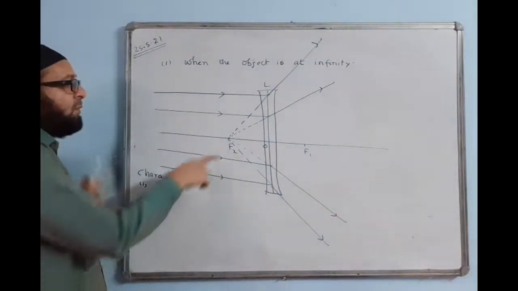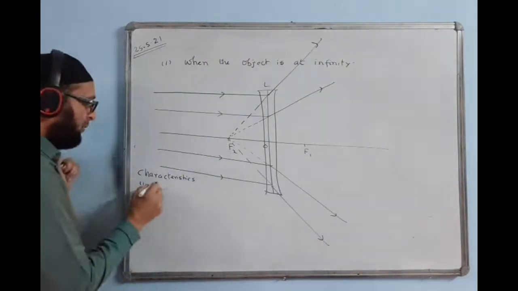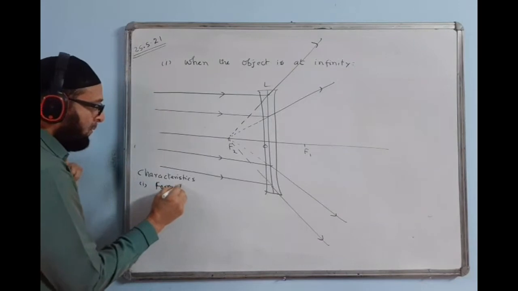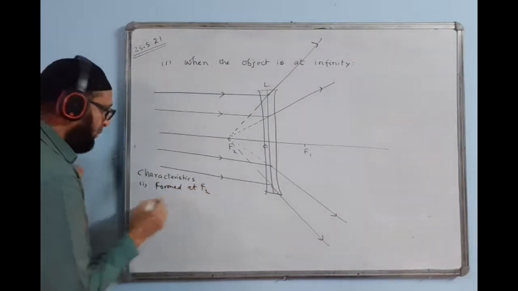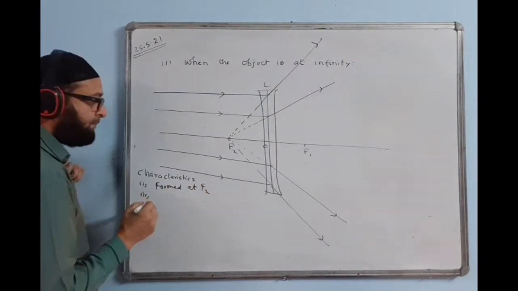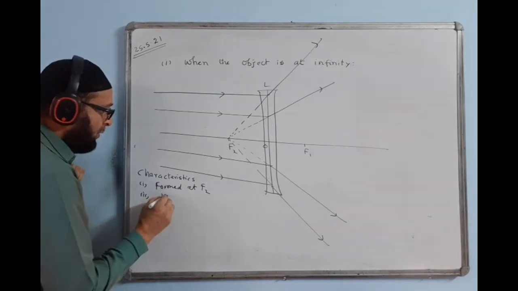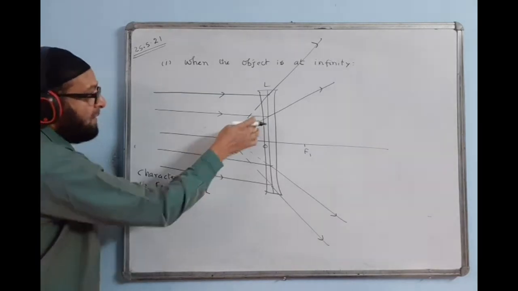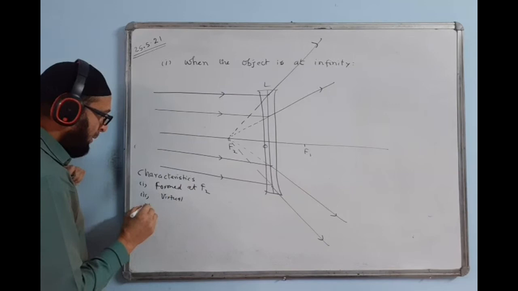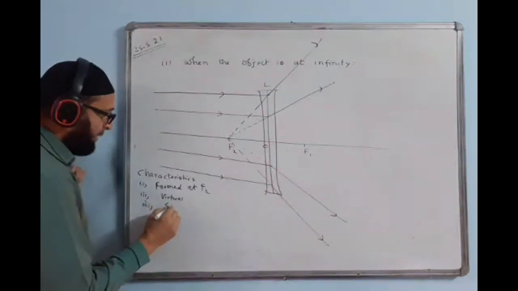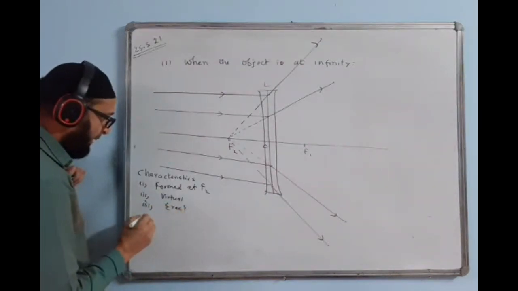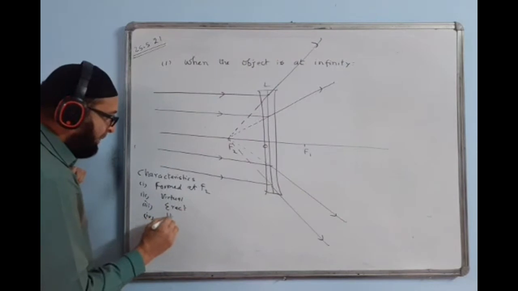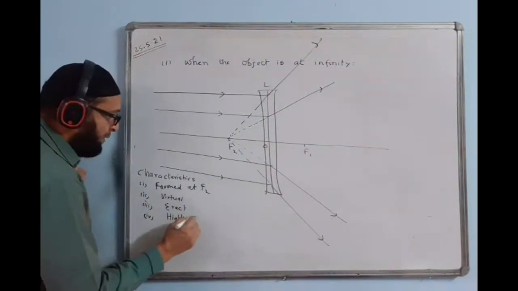Where is the image formed? Image is formed at F2, right? Second thing, virtual, because dotted lines are there. Virtual image is supposed to be erect, right? Erect or upright. And write highly diminished, like a point.